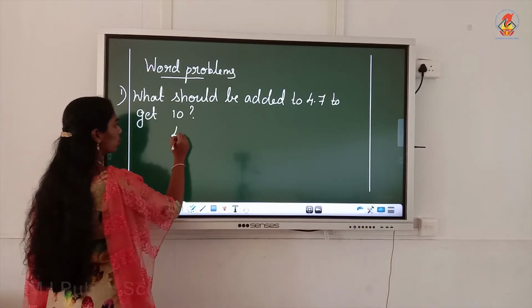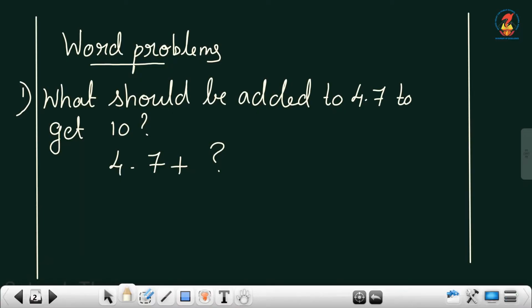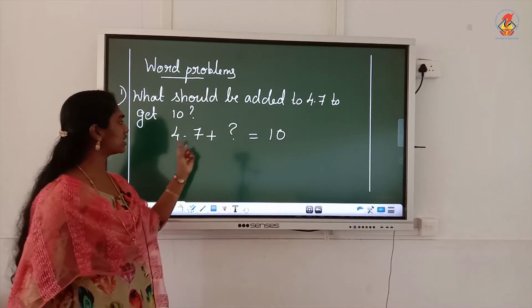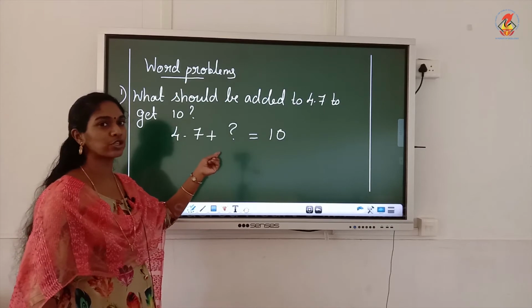What should be added to 4.7 to get 10? So, to find out this number, these two numbers are called addends, and 10 is the sum. To find out the addend, what should we do, children?